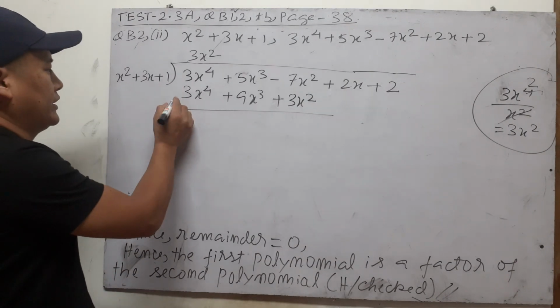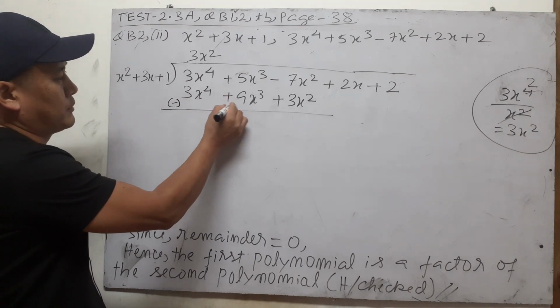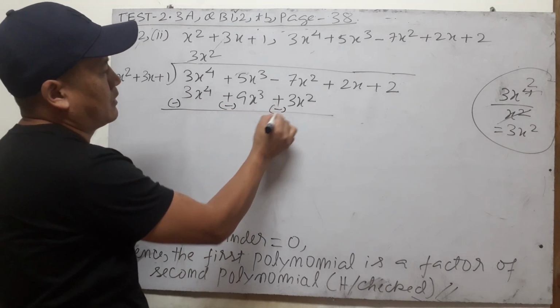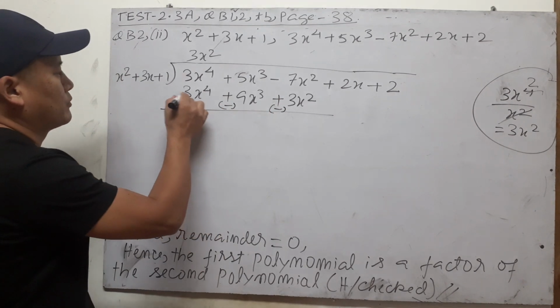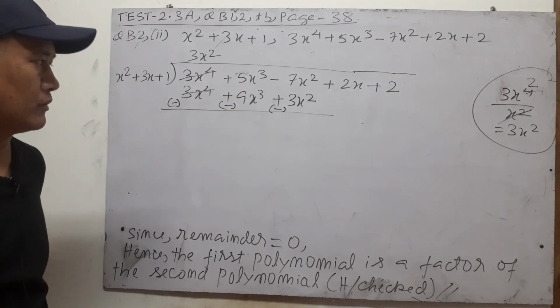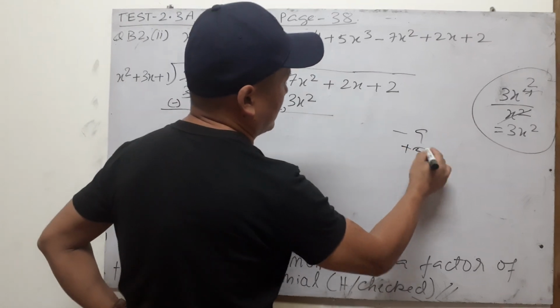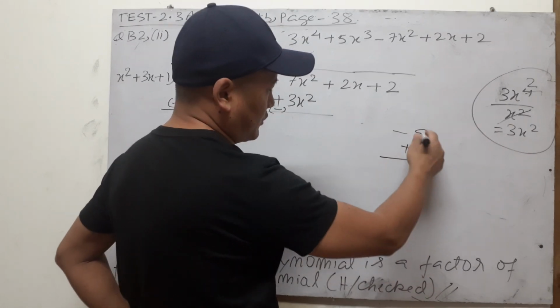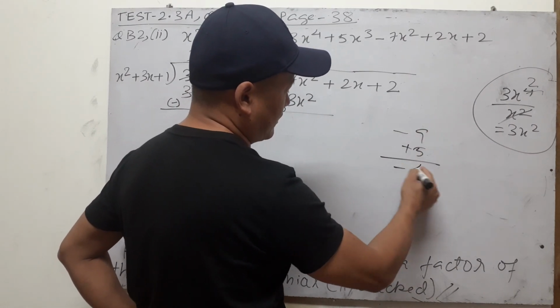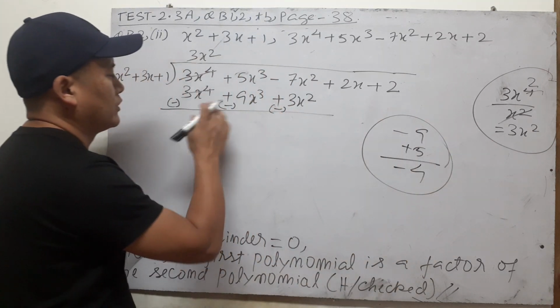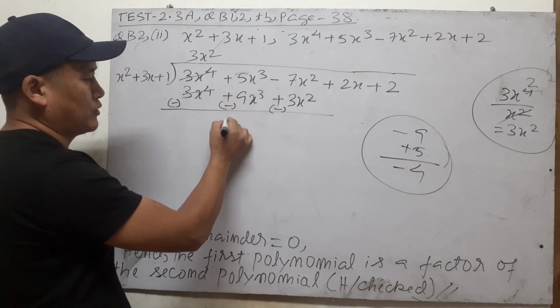So here plus 3x to the power 4 becomes minus, plus becomes minus, plus becomes minus. So minus 3x to the power 4 plus 3x to the power 4, 0. Minus 9 bigger, and here plus 5 smaller, put it down. Minus plus means subtract, 9 minus 5 is 4, bigger one minus, so here minus 4.